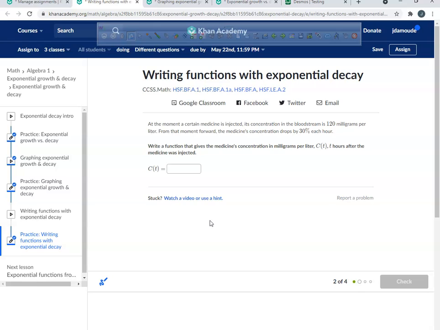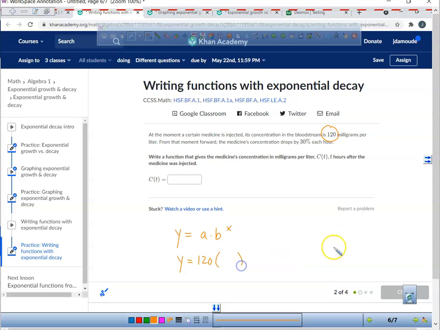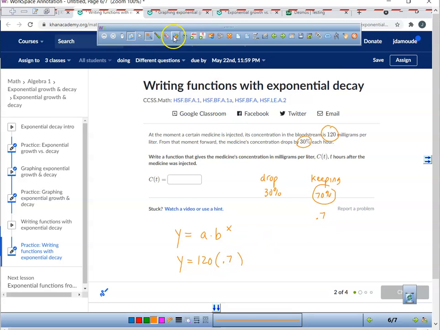All right. It says at the moment a certain medicine is injected, its concentration in the bloodstream is 120 milligrams. That's my a value. Okay. So if I'm making a function, y equals a times b to the power of x, starting with 120. Now I got to find my b value. From that moment forward, the medicine's concentration drops by 30%. So if it's dropping 30%, what is it keeping? It's keeping 70%. So if it keeps 70%, that decimal is 0.7. So I'm going to use the decimal 0.7 as my b value.